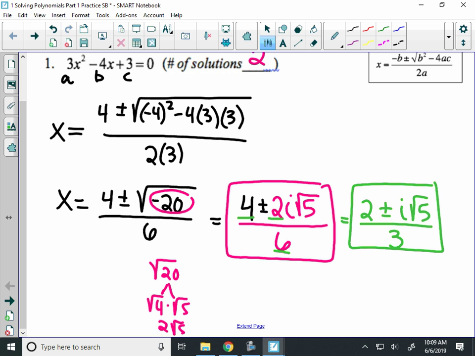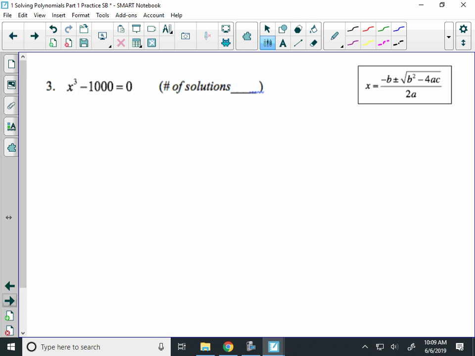All right, we're going to do number 3. This is one of those soap problems. I can tell that because it's x cubed minus 1,000. There's 3 terms, or 3 degrees. The degree is 3, so the number of solutions is 3. There's 2 terms here. They're both perfect cubes, so I'm going to use the method of factoring by soap.